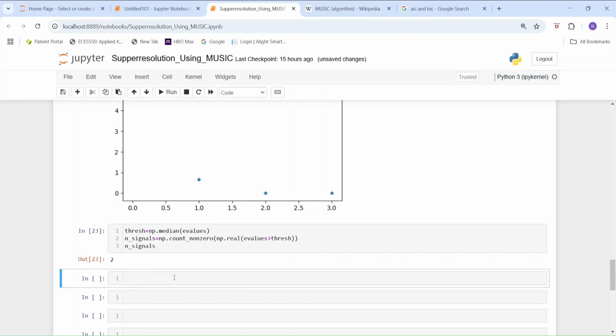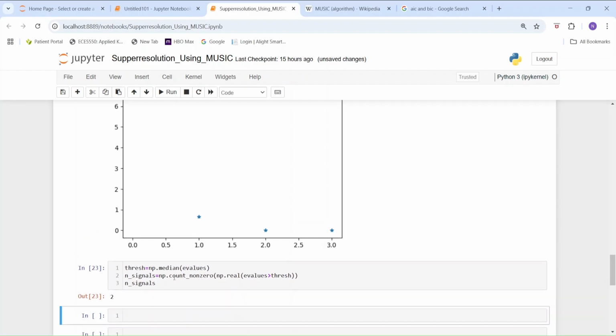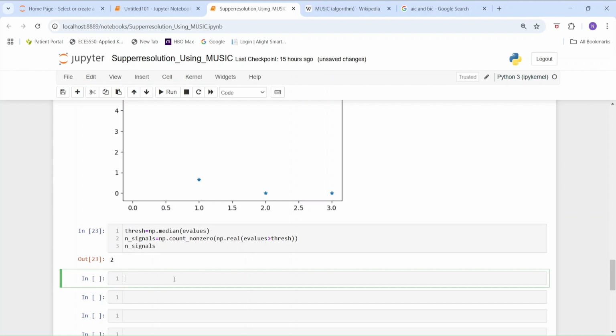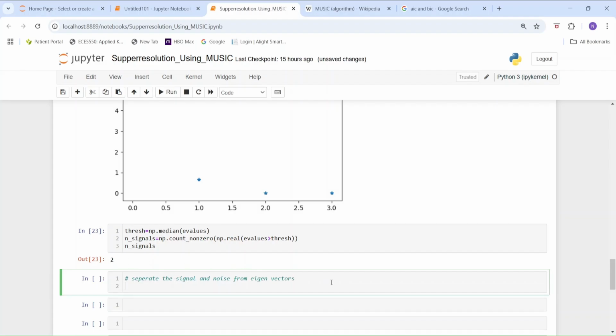Next thing we need to do is separate the signal and noise from the eigenvectors. So from this information we'll be able to separate out the signal and noise components from the eigenvectors. Before we do that, I just wanted to plot out the eigenvectors.